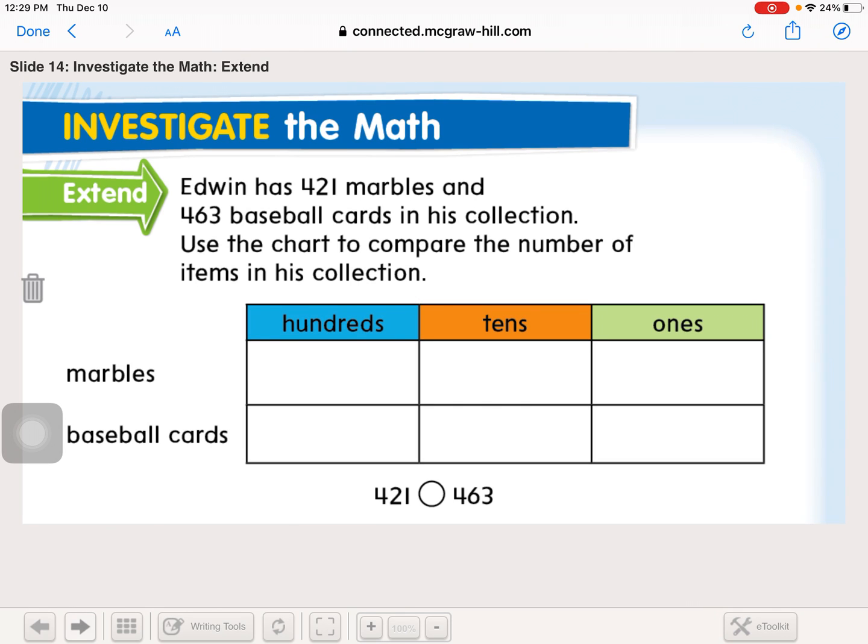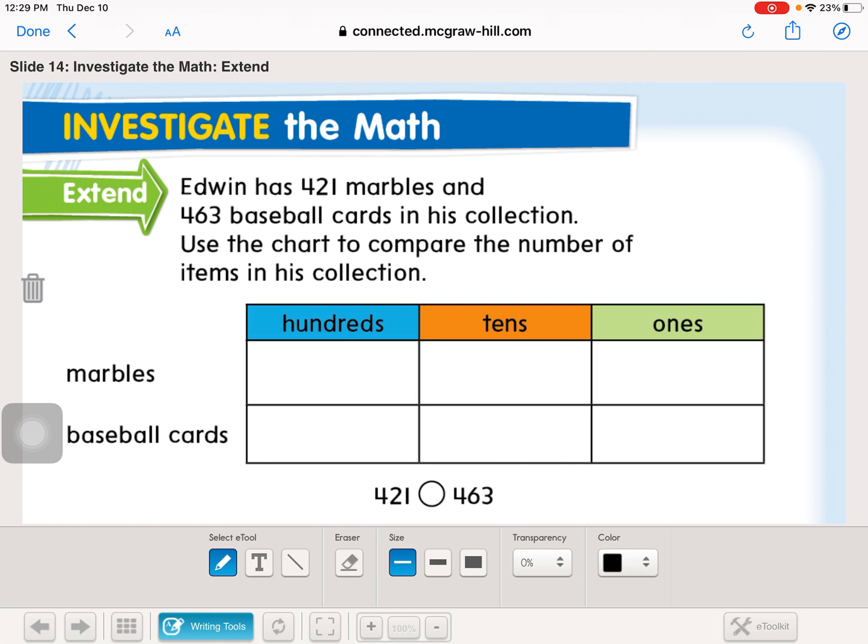Edwin has 421 marbles and 463 baseball cards in his collection. Use the chart to compare the numbers of items in his collection. So marbles, he has 400s, 2 tens, 1 one. Baseball, he has 400s, 6 tens, 3 ones.